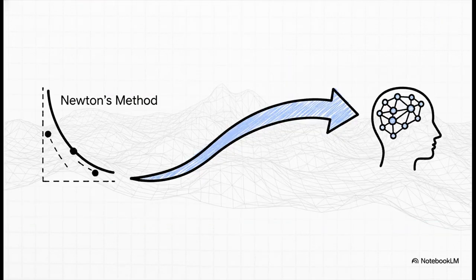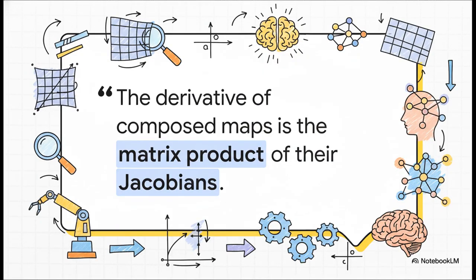Now get this: this exact same principle, using local linear approximations to find your way through a complex landscape, is not just for solving equations. It is the fundamental idea that allows artificial neural networks to learn. This quote here really gets to the heart of it. A deep neural network is really just a long chain of functions, one plugged into the next and so on. To figure out how to adjust the network to make better predictions, you need to know how a tiny change at the very beginning ripples all the way through to the final output.